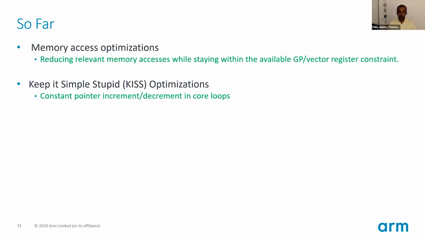So what we have done so far is in 2 aspects. First, we have tried to reduce the relevant memory accesses while staying within the general purpose or vector register constraint. And the second aspect is to keep it simple, stupid optimizations, where we look for a constant pointer increment in the code loops.